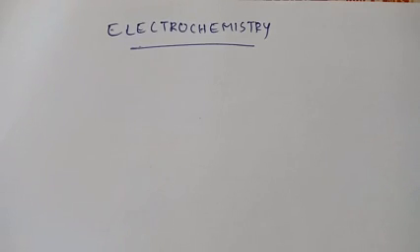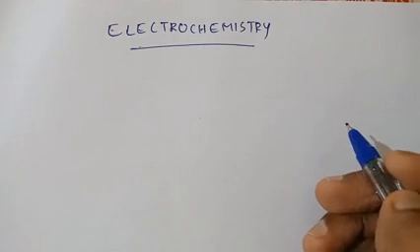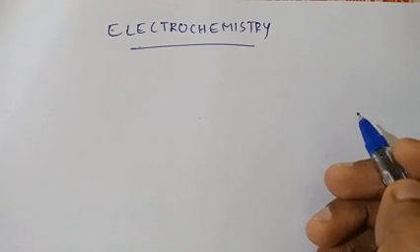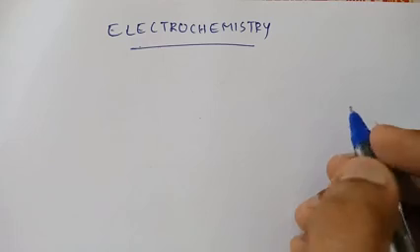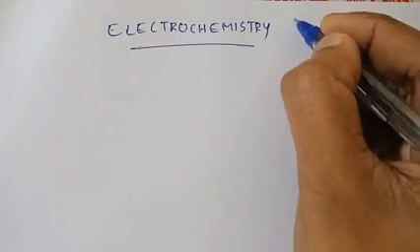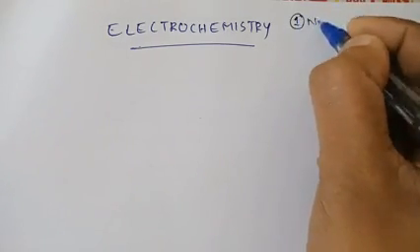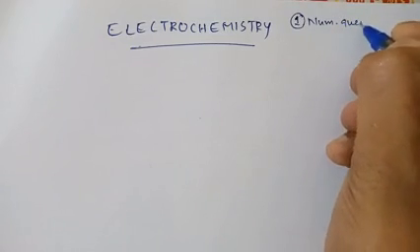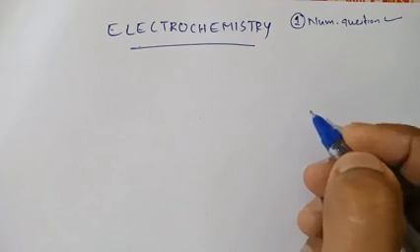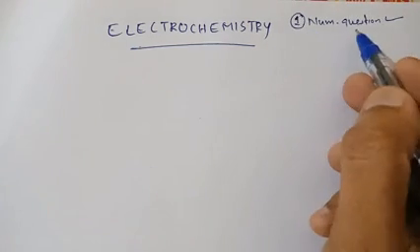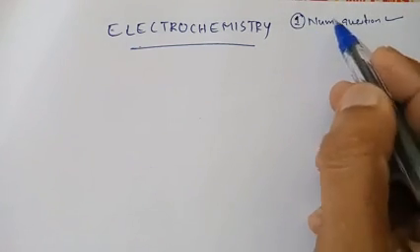So we are moving to chapter number 3, electrochemistry. This is a very important chapter for your CBSE examination and for your entrance examination. The problem here you may find is the numerical questions. So this is a very important area. Numerical questions should be done, so try to solve the maximum number of numerical questions.